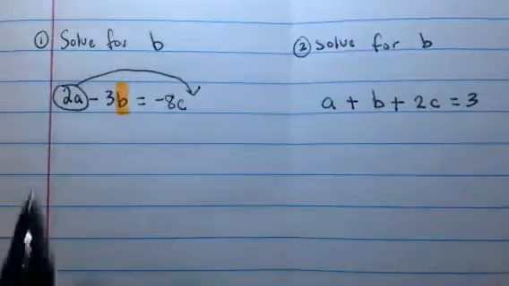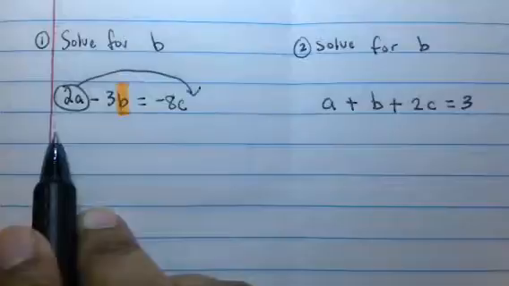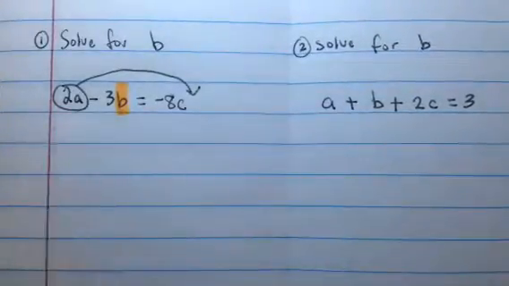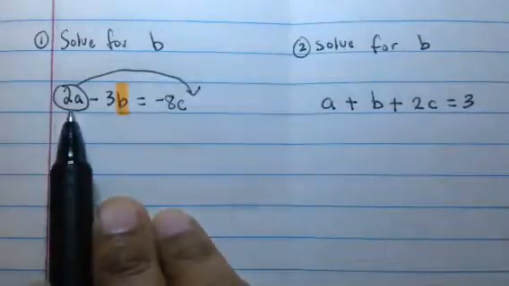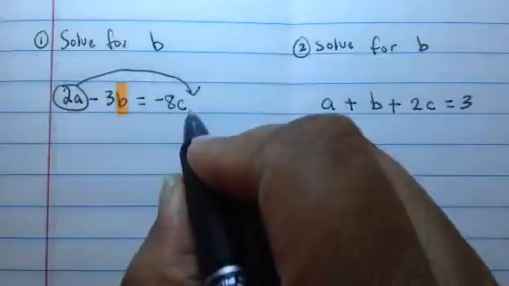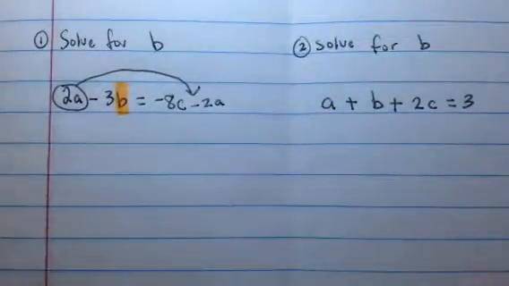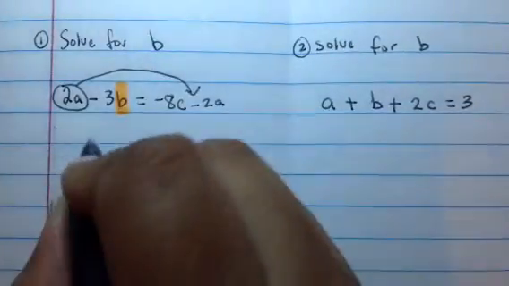Last year you guys would see that this is a positive, so you would know to subtract it. This is kind of the same thing, but since we're not going to get a single answer, I'm going to show you just a little bit different. So here I want to get the b by itself, so I'm going to move over the positive 2a, and I'm going to make it a negative 2a. So b is almost by itself.